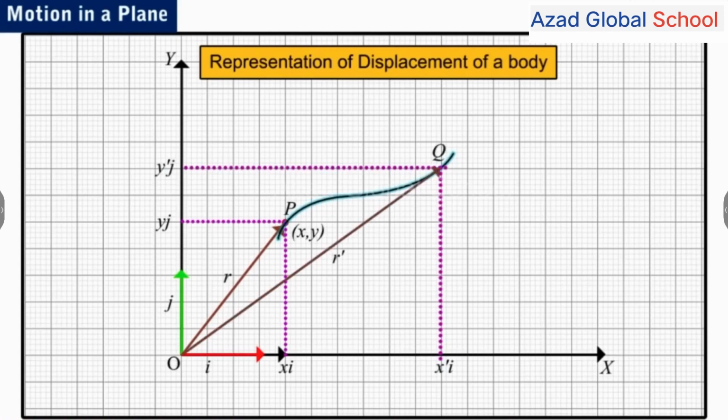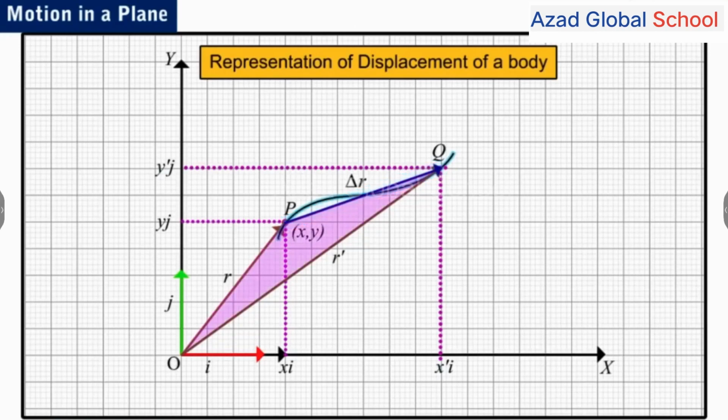R and r dash are the position vectors at point P and Q respectively. Join P and Q with a straight line. Display an arrowhead at Q. This line PQ with its arrowhead represents the displacement vector delta r.